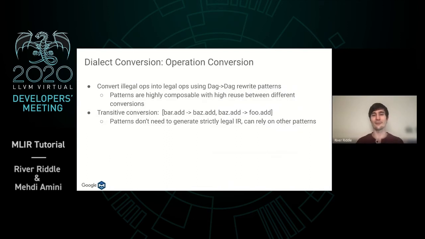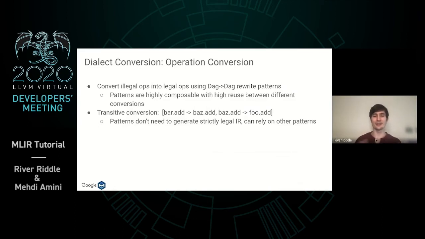So we have our conversion target, and now we want to do the operation conversions. So the conversions are a set of rewrite patterns that convert illegal to legal. We use patterns because they're highly composable. There's a lot of reuse between patterns because we can just take them and put them in any different conversion that we want.